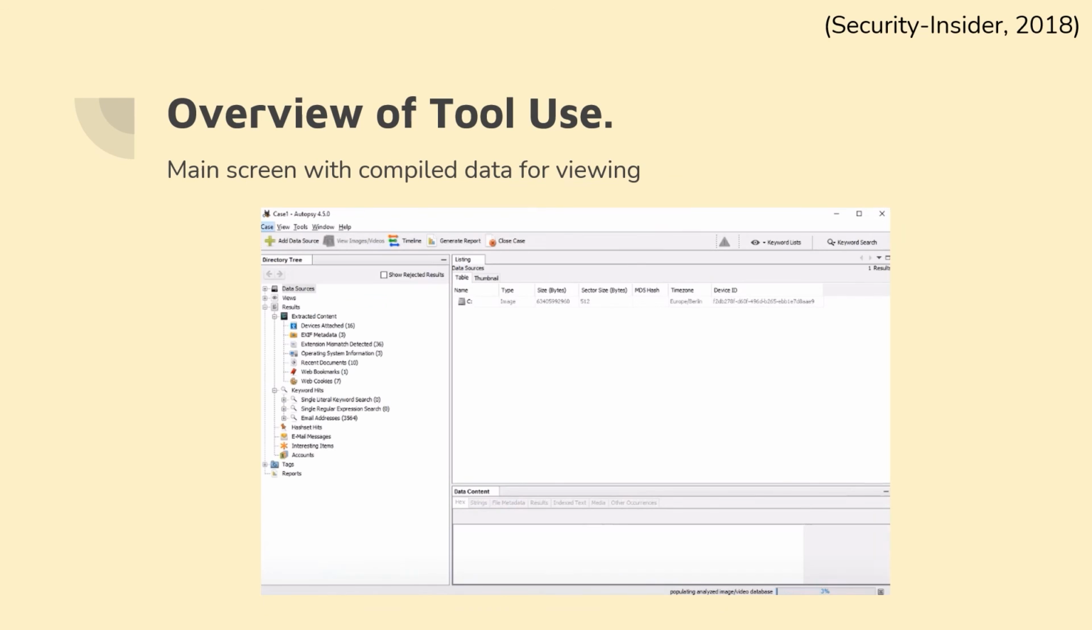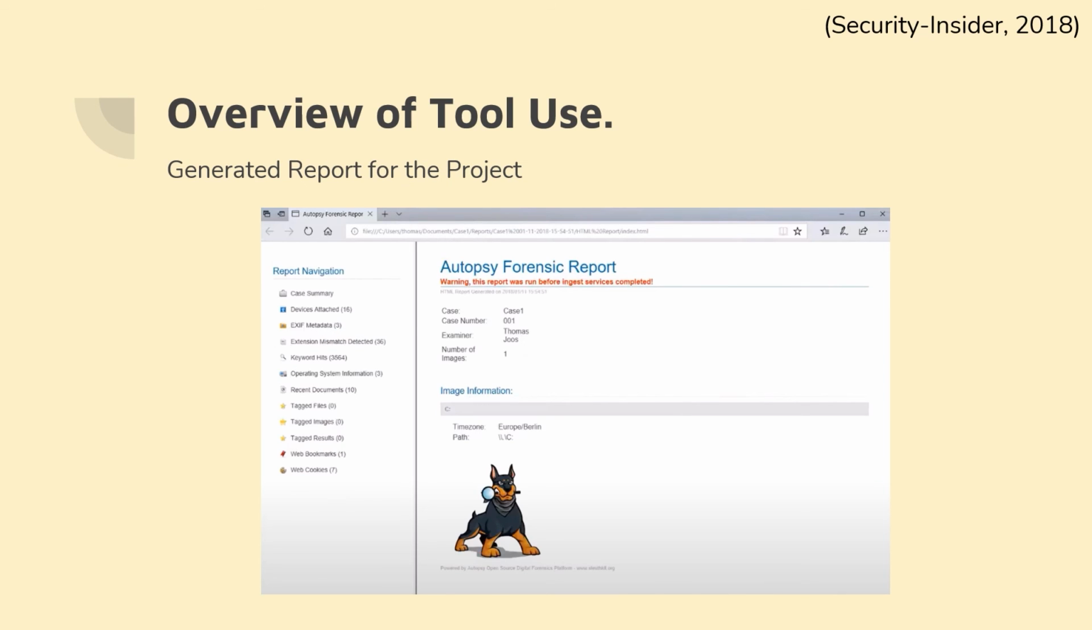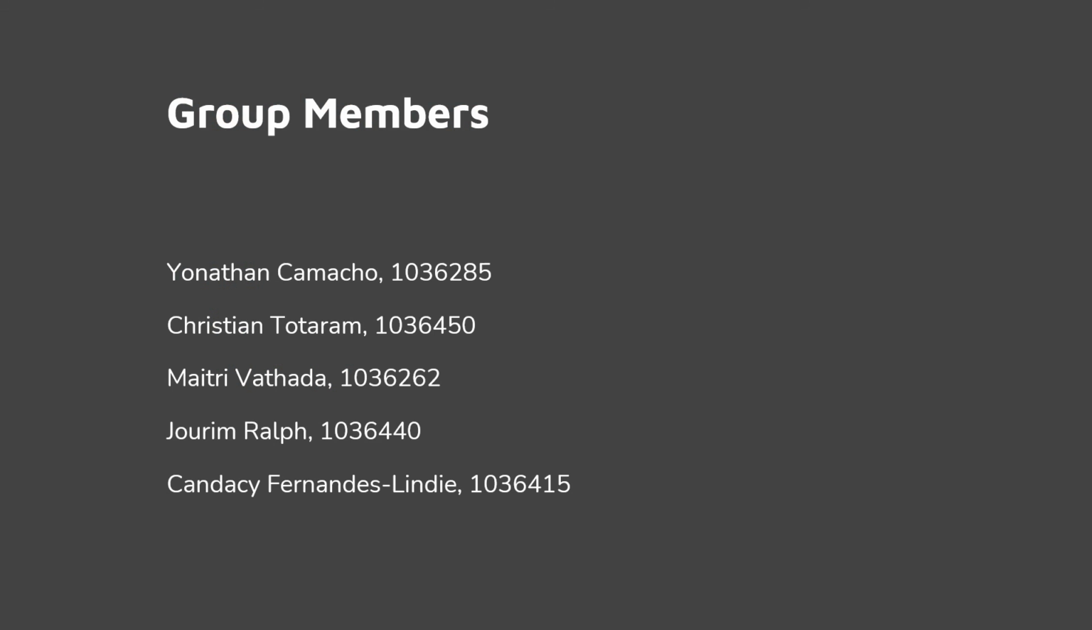Here is the main screen with the compiled data for viewing. So this is what the main screen looks like. And at the end of it all, you can generate a report for the project. And with this, we come to the end of our presentation.